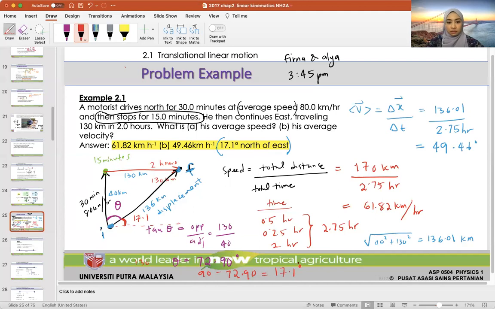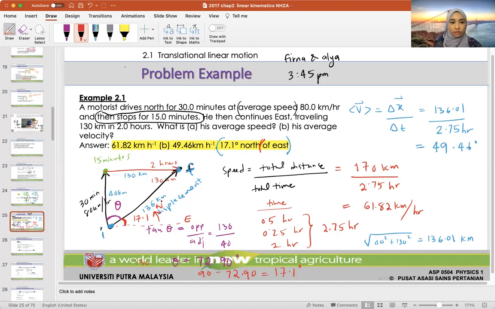Alright. So that is how you get the 17.1, and then it says north of east. We refer to this as east, and then towards the north, go by 17.1. East is our reference point, or east is our x-axis. So of east, we go to north by 17.1. We go towards north. Okay? Any questions about this one?